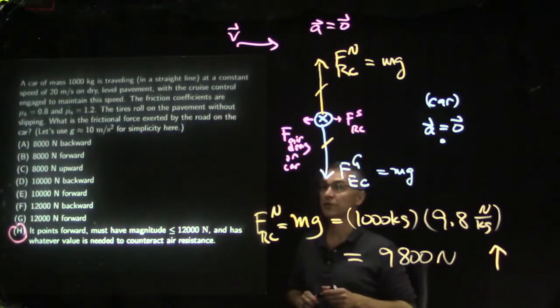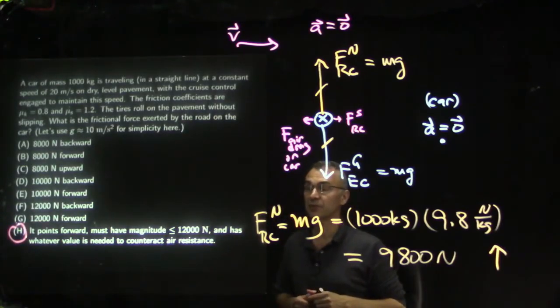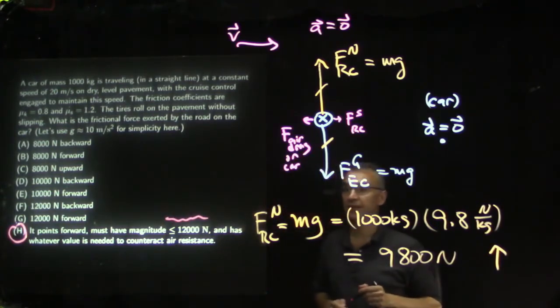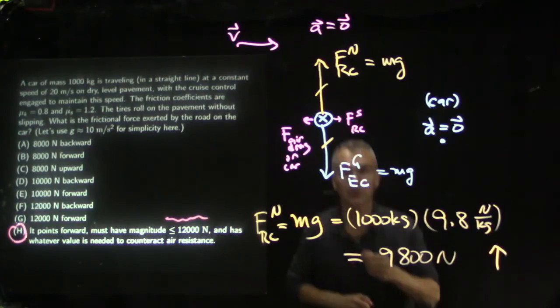It points forward. It must have a magnitude smaller than mu static times F normal, and it has whatever value is needed to counteract air resistance. I think I like that. Now what's this less than 12,000 newtons piece?